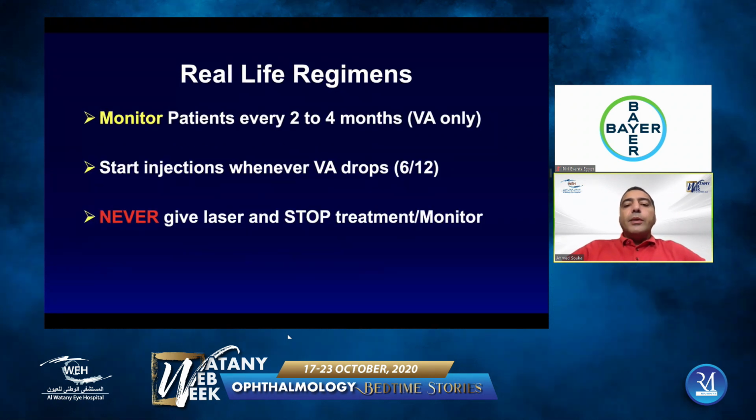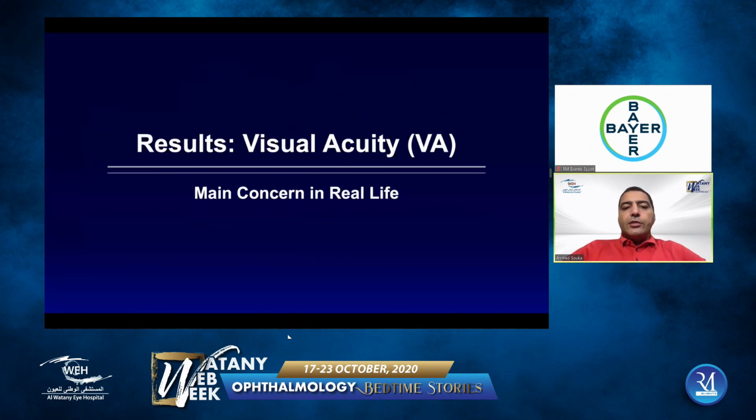So this means we have to monitor the patient using only vision, not OCTs. You are not looking at more edema on OCT. You're only seeing how well the patients see. And if it drops to 6/12, then you start injections. And you never give laser and say this is good treatment for a high visual acuity patient. No, you still have to monitor visual acuity and give injections if it drops.